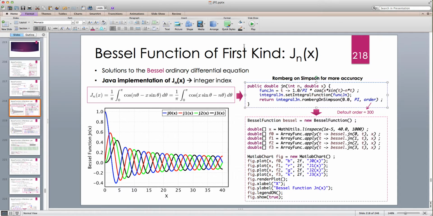Hello and welcome to another Java tutorial. In this tutorial, I'm going to continue our discussion on Bessel functions and how to numerically evaluate them.